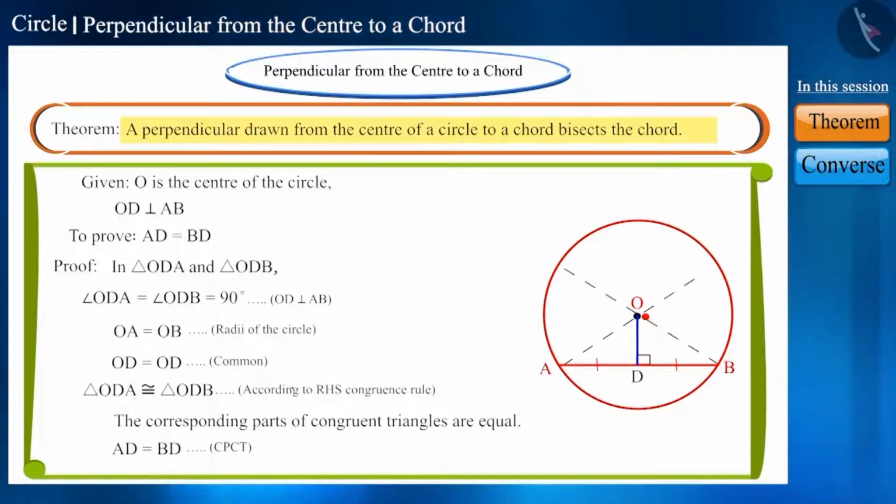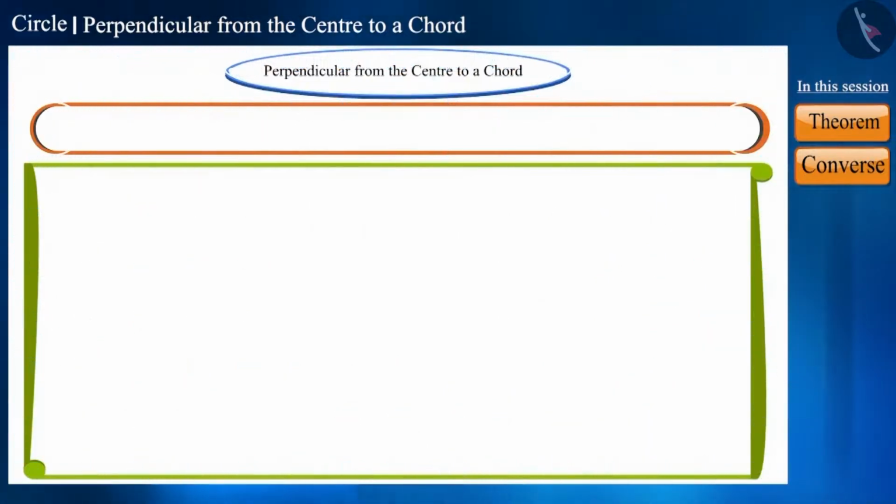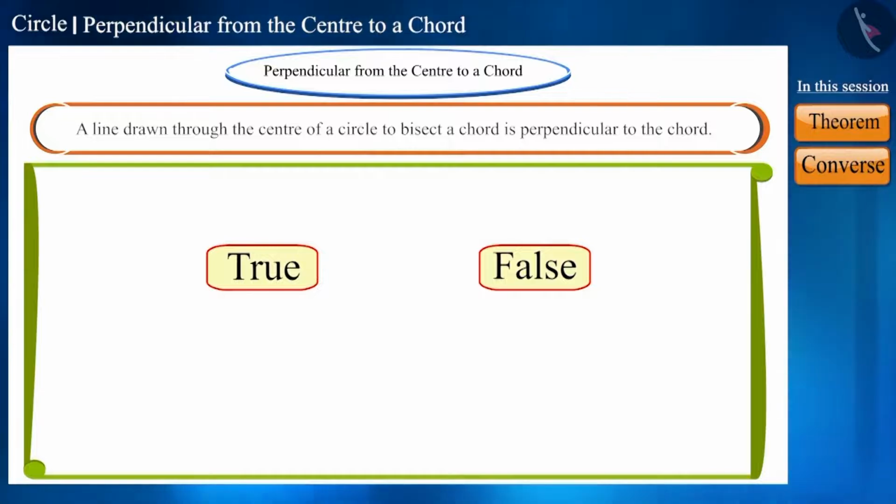Friends, will the converse of this theorem also be true? That is, if we say a line drawn through the center of a circle to bisect a chord is perpendicular to the chord, will this statement be true? Absolutely. Let's see.